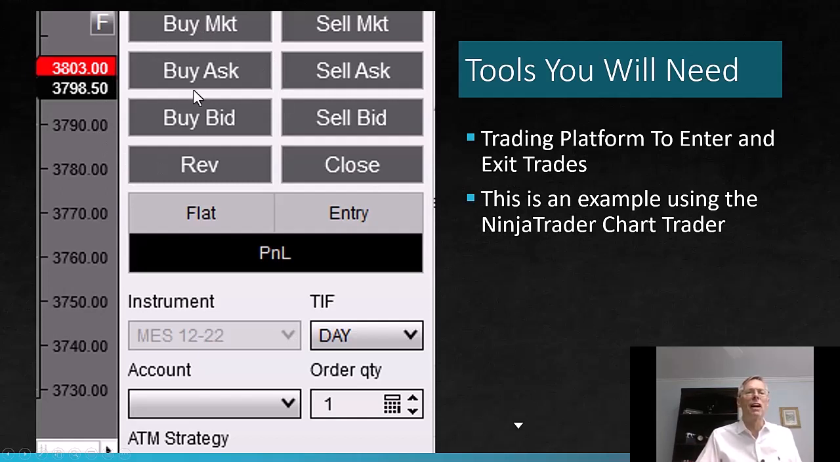On the screen, you can see I've got the buy and sell buttons. I could choose whatever instrument I want to trade, the time in force for my orders, whatever account I want to trade, and order quantity.